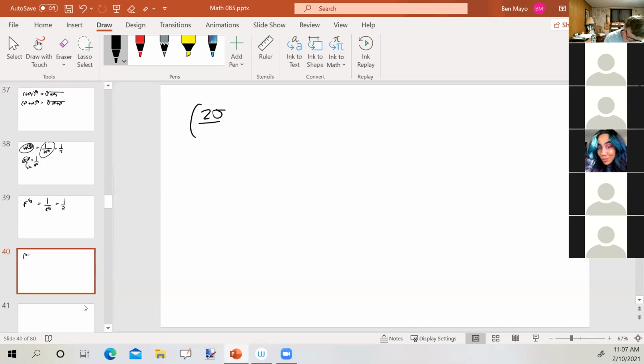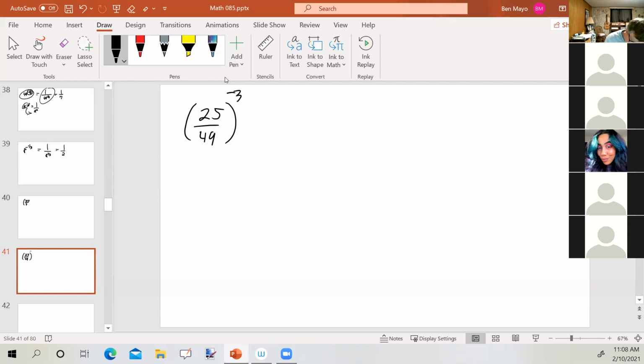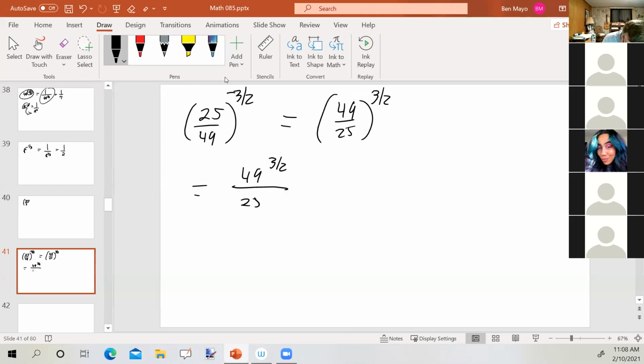How about 25 over, well, let's write that a little nicer. 25 over 49 to the -3/2 power. So that's 49 over 25 to the +3/2 power. I took the reciprocal, changed the sign of the exponent, but that's 49 to the 3/2 power over 25 to the 3/2 power, which is 49 to the 1/2 power cubed over 25 to the 1/2 power cubed, splitting that fraction exponent into 2 parts.